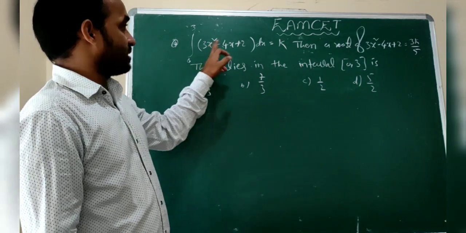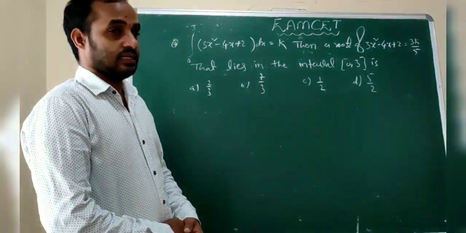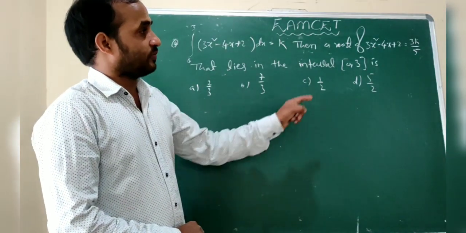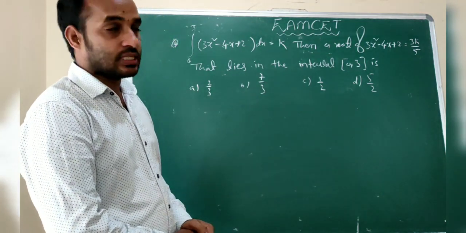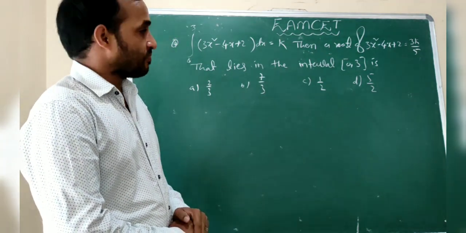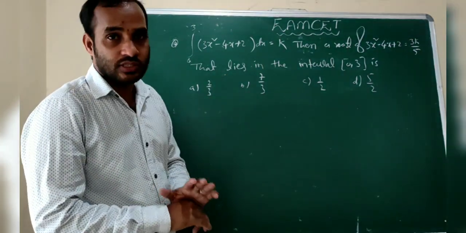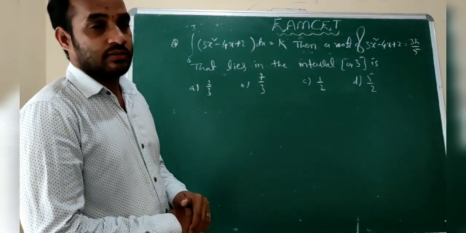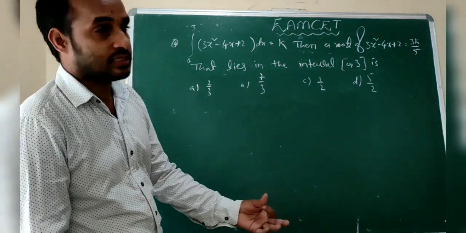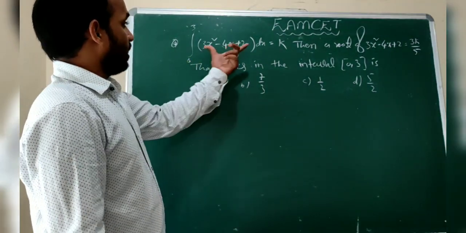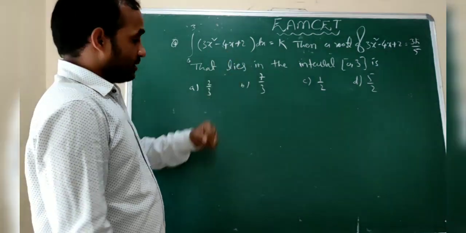Integrating 0 to 3, 3x square minus 4x plus 2 dx is equal to k. Then the root of 3x square minus 4x plus 2 is equal to 3k by 5. So we look at the interval 0 to 3. So elimination, there is no chance. So simplification, just 1 minute, a few minutes. So integrating 0 to 3, integration of this part.